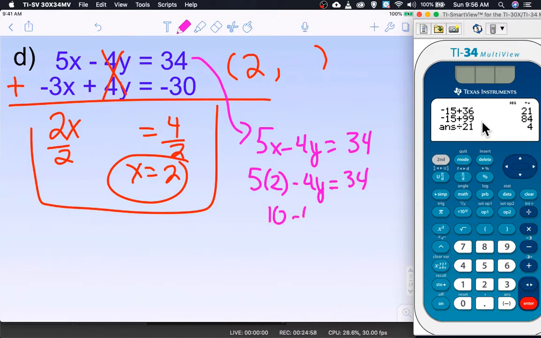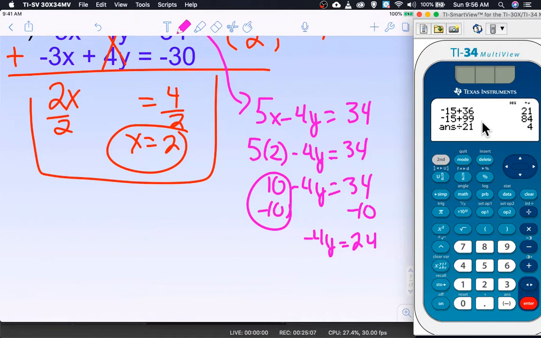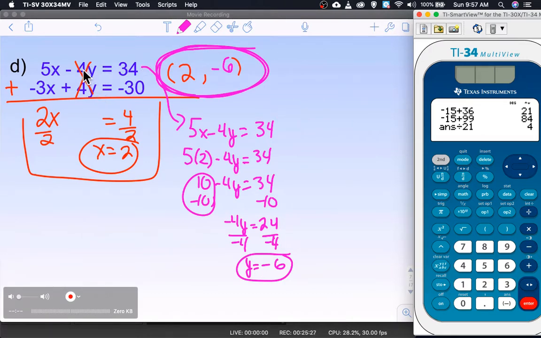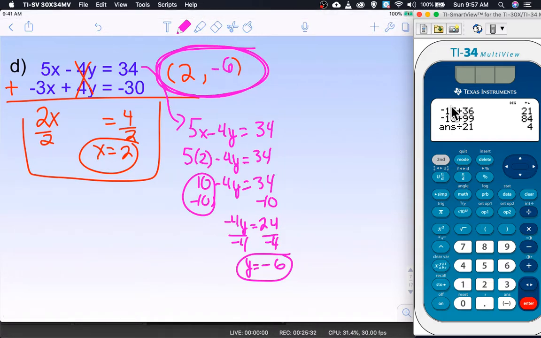That's a 10, and this should be just normal equation solving. Subtract 10 on both sides to cancel out the positive 10. Divide by -4 on both sides, and y equals -6. That is our solution. So these two lines will intersect at the point (2, -6).